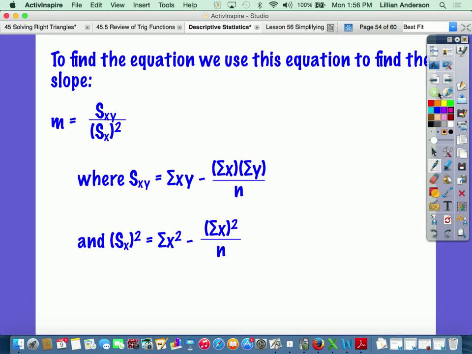S sub xy is the sum of x times y, minus the sum of your x's times the sum of your y's, all over n. N represents the same n that it represented before, which is the number of pieces of data. And then of course your squares. Everybody has this written down?